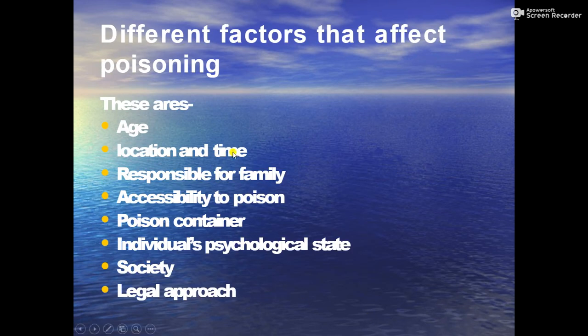There are different factors that affect poisonings. These are age, location and time, responsible family, accessibility to poison containers, individual psychological state, and society and legal approach.